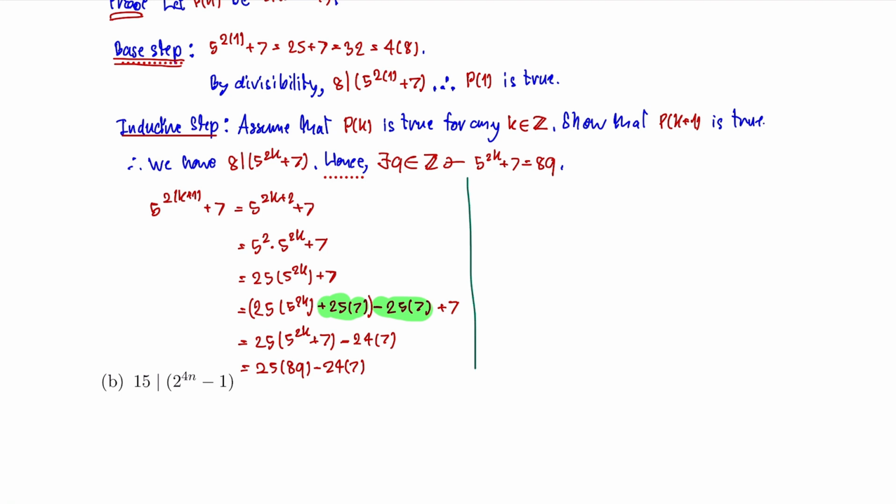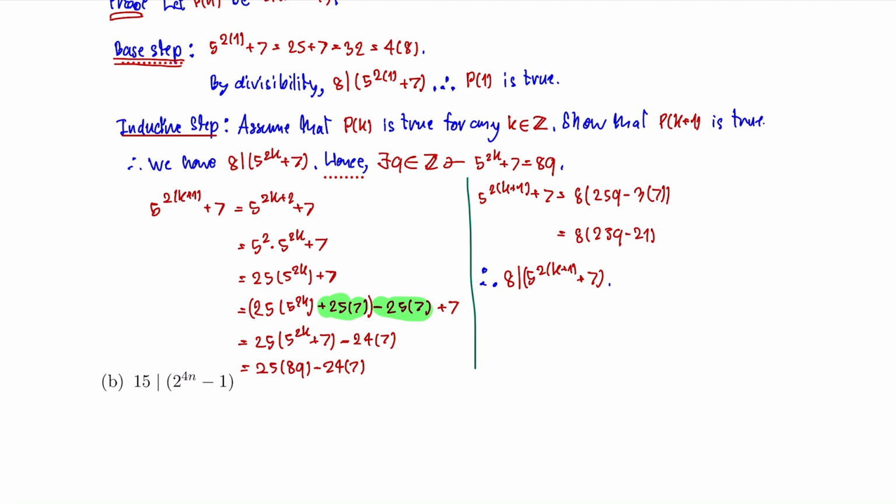Let's continue here. So we have 5 to the 2(k+1) plus 7, and right now we are going to factor out the number 8. So we have 8 times 25q minus 3 times 7, which turns out to be 8 times 25q minus 21. That means that this number has 8 as a factor. Therefore, by divisibility, we have 8 divides 5 raised to the power of 2(k+1) plus 7.